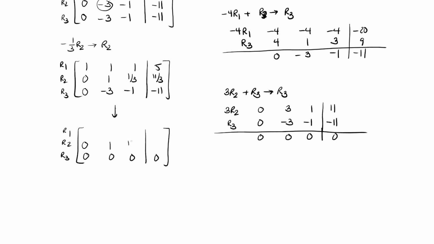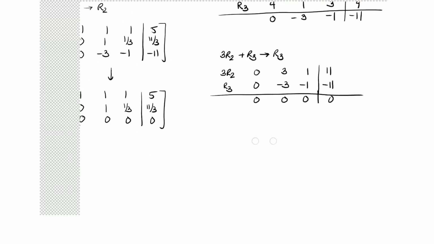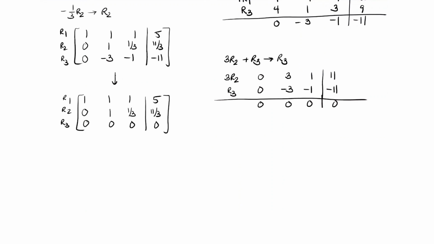So you have 0, 1, 1/3, 11/3 in row 2, and that was 1, 1, 1, 5. There's our matrix, and we can't really go any further. We can't get the 1 where we need it to, which means there's not just one solution; there could be 0 solutions or infinite. Since the last equation translates to 0 equals 0, that's true regardless, so we're in an infinite solution situation. So we have y plus 1/3 z equals 11/3, and x plus y plus z equals 5.